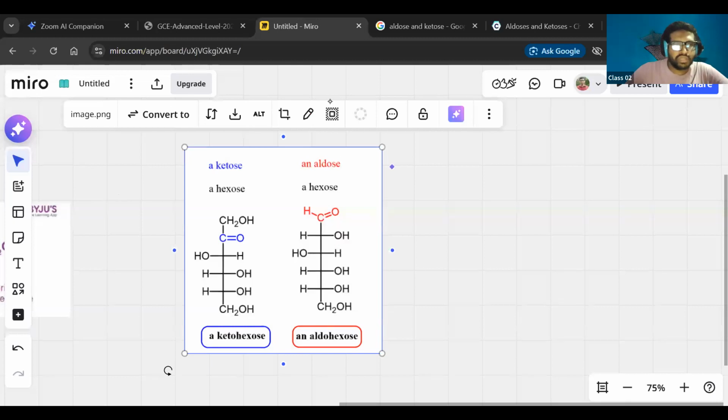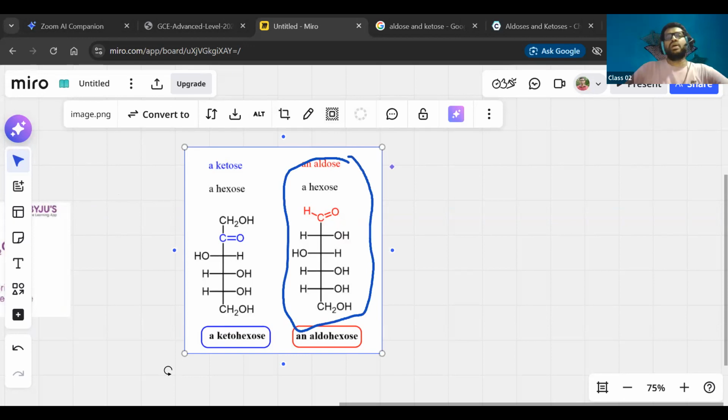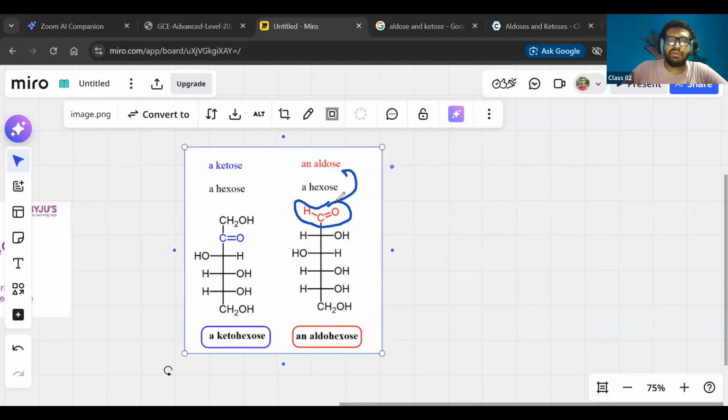A reducing sugar is basically one which contains an aldose group, an aldehyde group; anything that has an aldose group is called a reducing sugar. If it contains a ketose group, it will be considered a non-reducing sugar. So that's the basic idea. You can see the aldehyde group here, which we call an aldose, and the ketone group present here, so it's a ketose group.